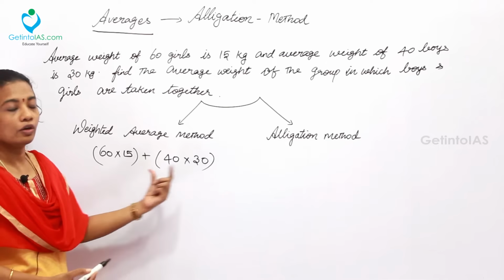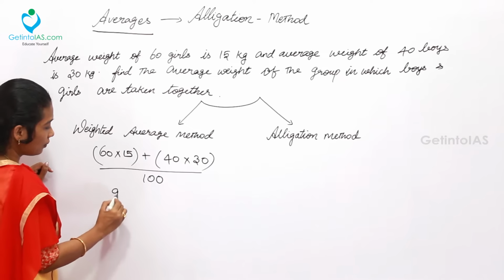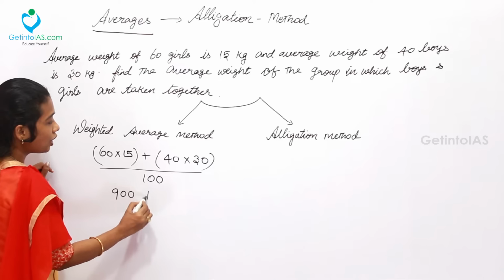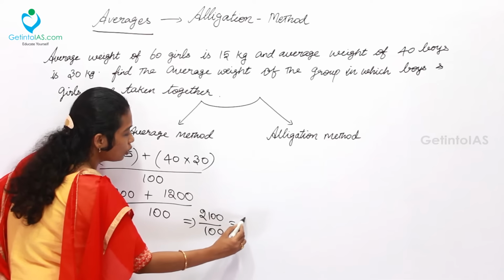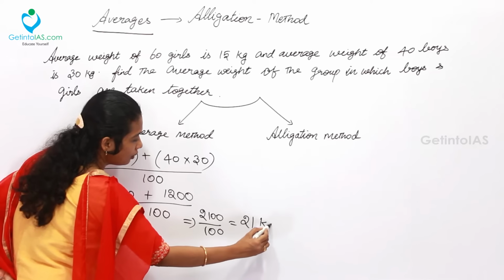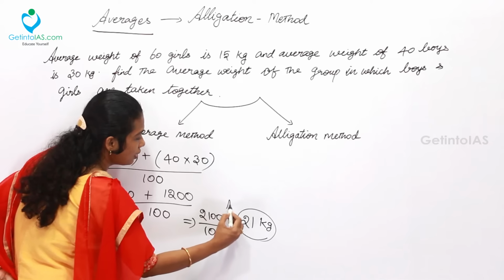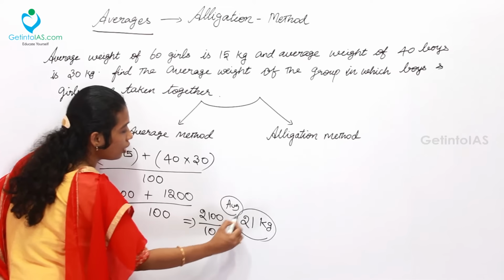Now, what is the final answer? 60 into 15, 900, plus 40 into 30, 1200, by 100. Finally, my answer for this is 2100 by 100, which is equal to 21 kg. This is the overall average of boys and girls together. This is done under weighted average method.